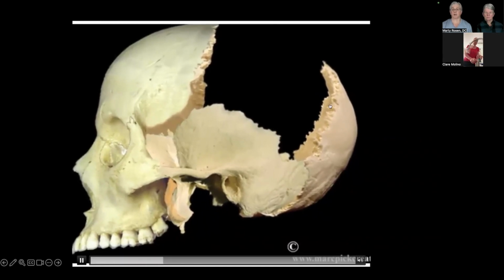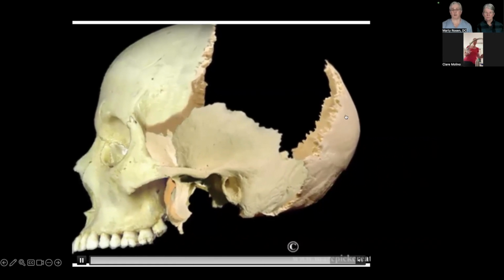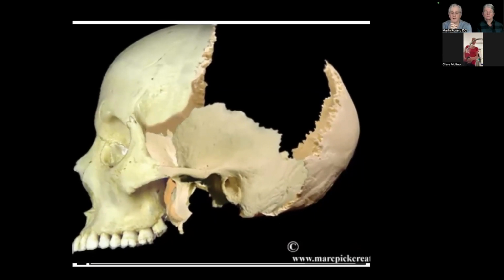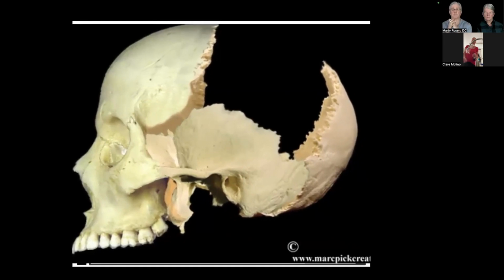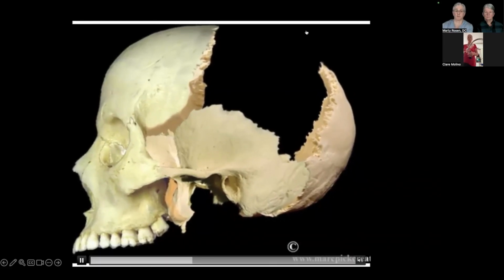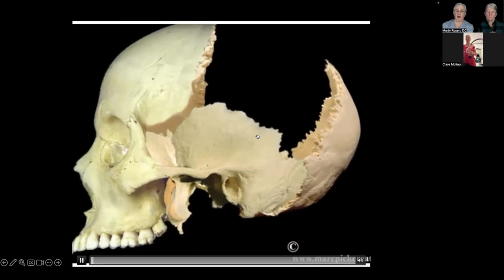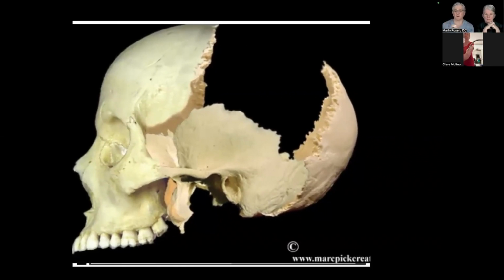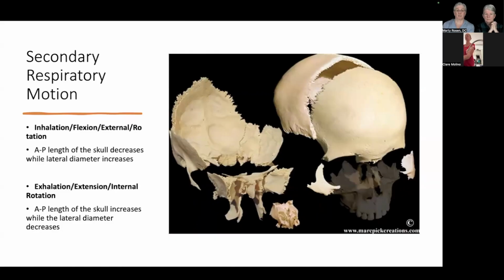We see that the occiput and the frontal approximate each other. That's why when we say cranium in flexion, the A to P is shorter and the lateral aspect is broader, because the temporal bones, which we're going to see in a second, will flare out, externally rotate. So this is that motion that you're feeling during inhalation and exhalation.